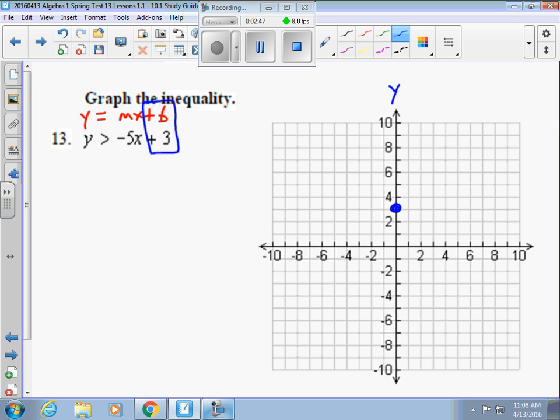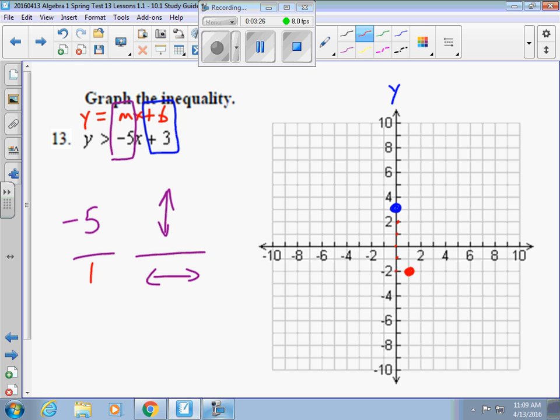Your m, or your slope value, tells you where to move. Remember, slope is rise, up and down, over run, left and right. Negative 5 is not in fraction form, so you have to create it by putting it over the number 1. Now it's fraction form. Everything can be divided by 1 without changing it. Negative 5 either tells you to go up or down. Negative tells you to go down. And positive 1 either tells you to go left or right. Positive 1 tells you to go right. So from where we began at 3, we're going to go down 1, 2, 3, 4, 5, and to the right one time. There's our second point.